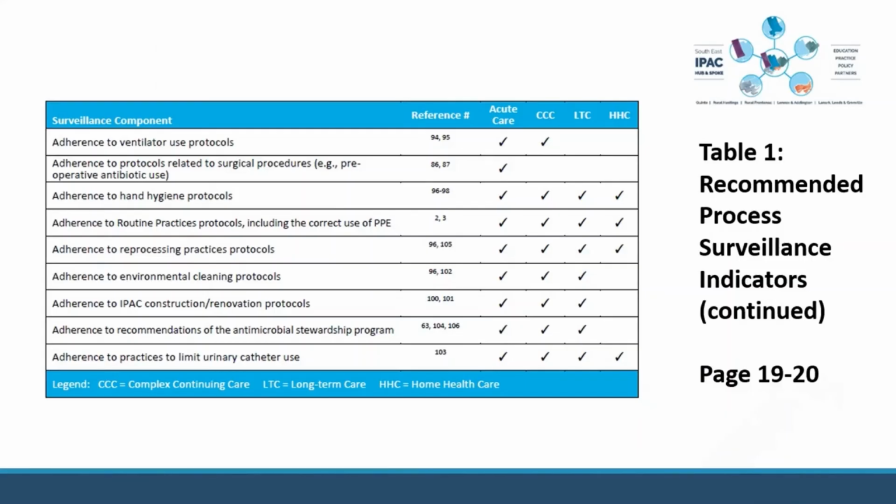So we'll move on. So this slide, you've seen it at least 2 times before in the presentation. So again, it's the table right out of PIDAC talking about recommended process surveillance indicators. So the 3 that are highlighted there: adherence to hand hygiene protocols, adherence to routine practices, or including the correct use of PPE, and then adherence to environmental cleaning protocols. Those are the ones that we're going to discuss in a bit more detail.